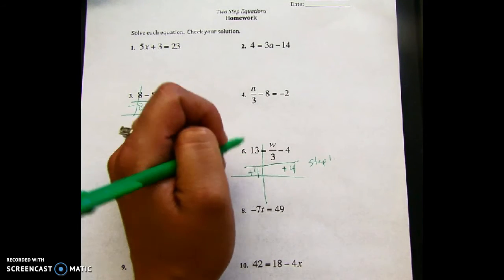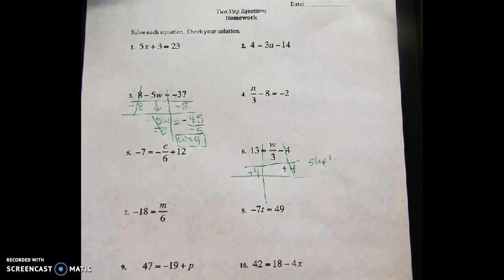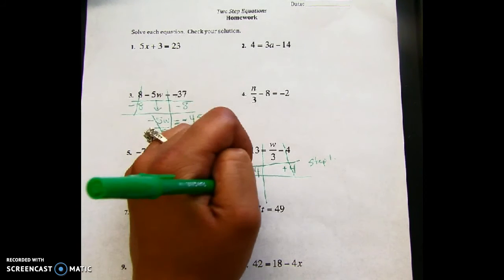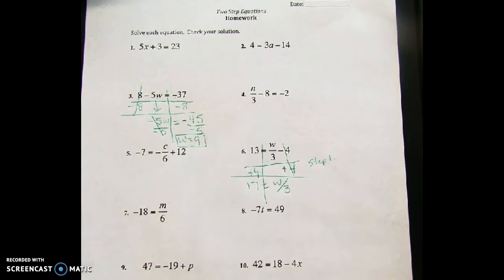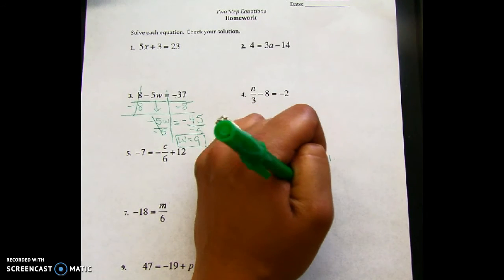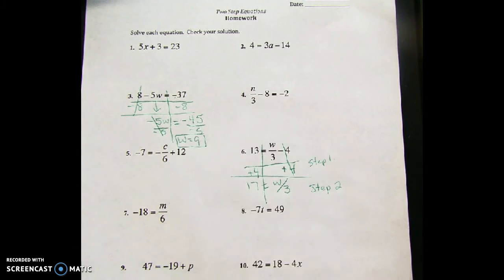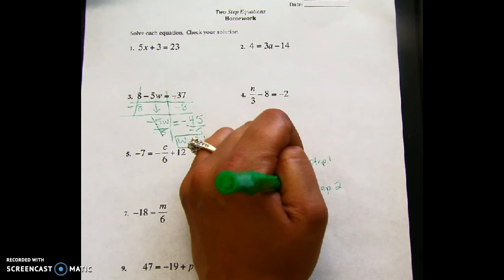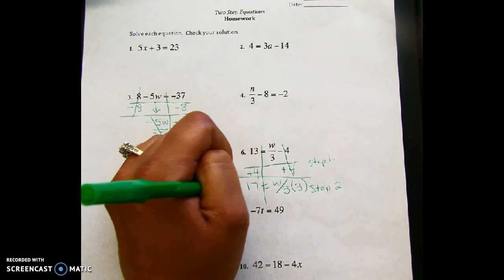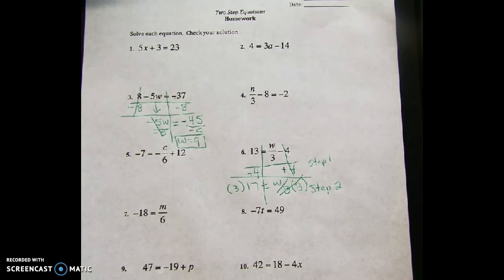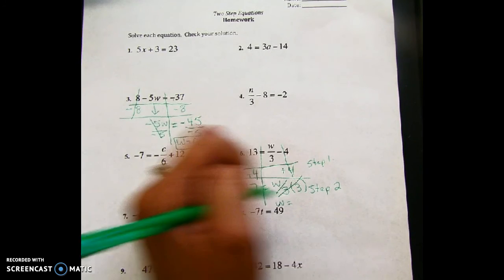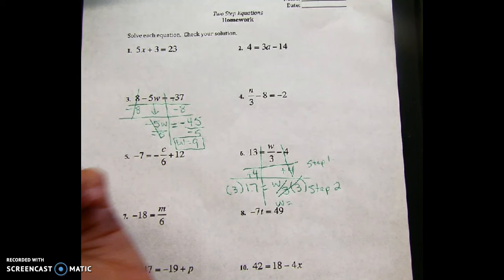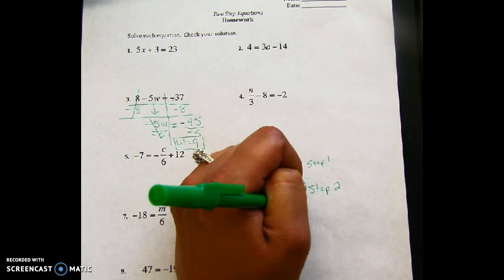I am going to bring everything down. This crosses out because it's my 0 pair. 13 plus 4 is going to give me 17 equals w over 3. My second step, which is the inverse of multiplication or division. In this case, I have division, so I'm going to do the inverse of multiplication on each side. This denominator will cross out. I will go ahead and do w is equal to 17 times 3, which is 51.